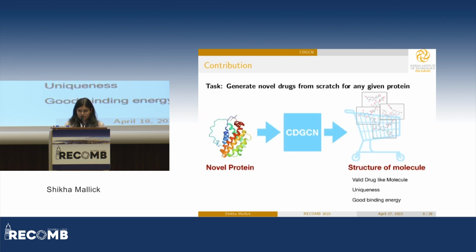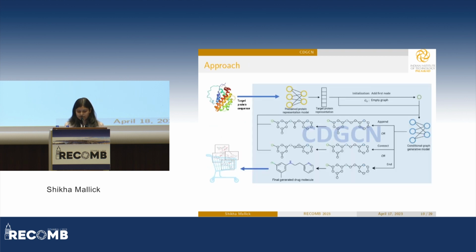Our contribution, CDGCN, addresses the limitations of the previous state-of-the-art methods, and we address the task of generating novel drugs from scratch for any given input. Our model, CDGCN, takes as input a protein sequence and gives as output a drug structure. That structure needs to have drug-like properties like chemical validity, uniqueness, novelty, and a good binding energy.